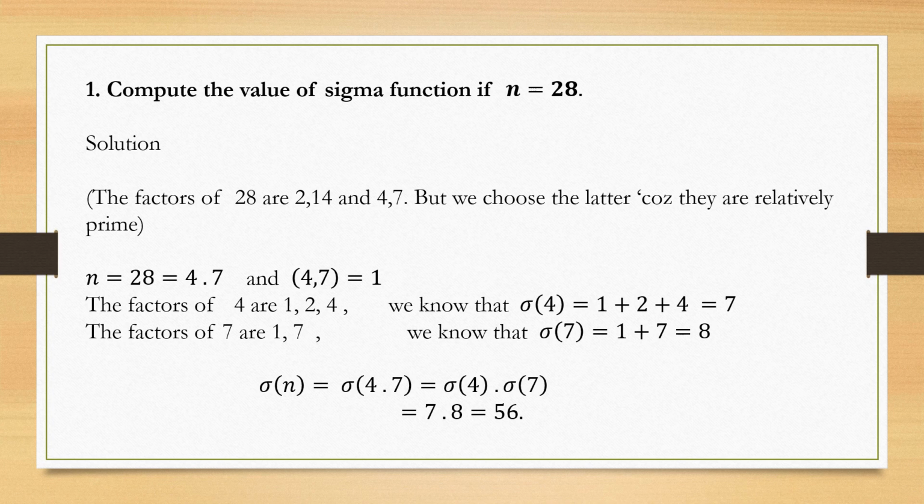Now I'll go to the sigma of n function. So sigma of n is sigma of 28. This 28 can be written as 4 into 7, so it can be split as sigma of 4 into sigma of 7. Just now you calculated sigma of 4 as 7 and sigma of 7 is 8. So 7 into 8 will give you 56 as the answer. Hope you understood. It's a very simple problem. So always choose the numbers which are relatively prime.